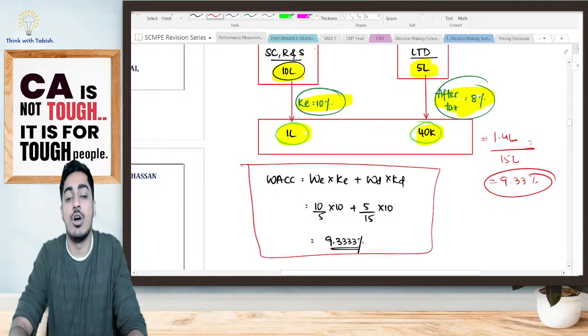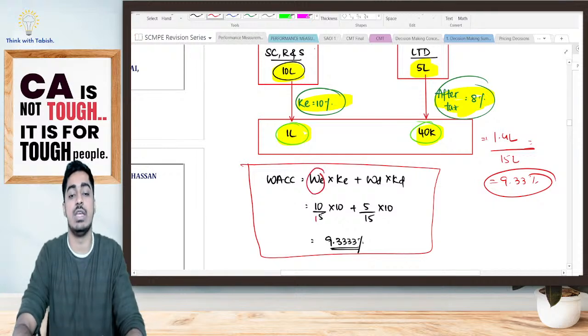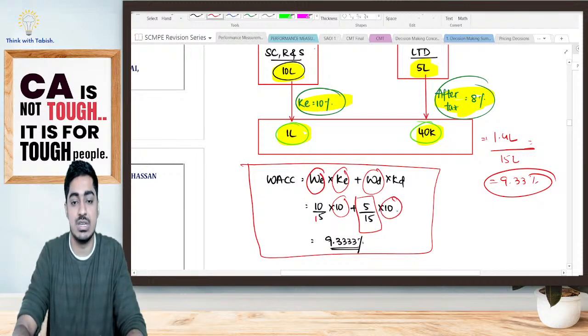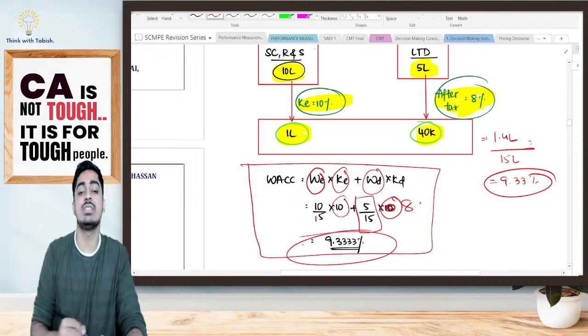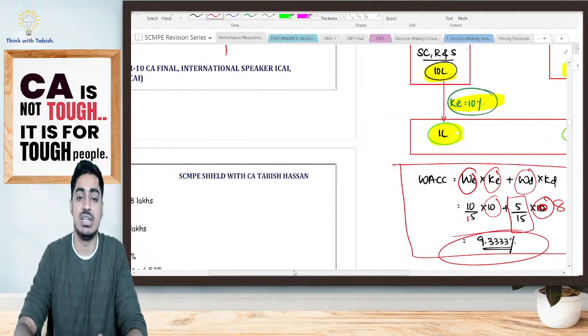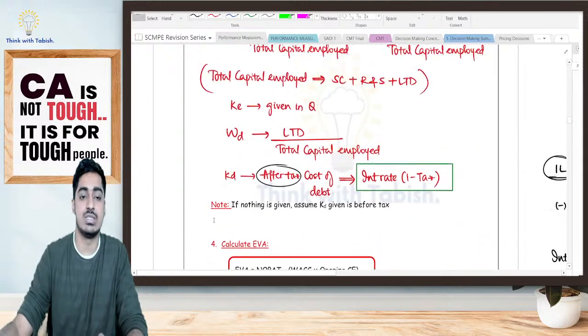Overall, what percentage of the amount have I put in equity? Yes, 2/3, 10 by 15. For my equity holders, how much return do I want? 10%. What percentage of the amount have I put for debt holders? 5 by 15. How much return do I want? It's not 10%, it is 8%, after tax. So you'll get it as 9.33%. Is it clear, everyone? Now look at this.